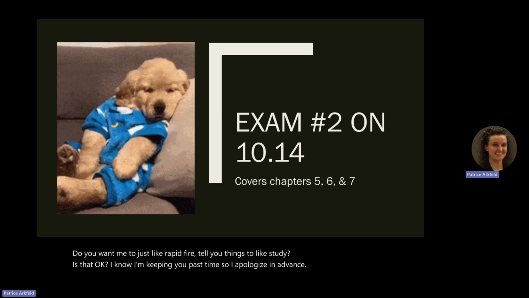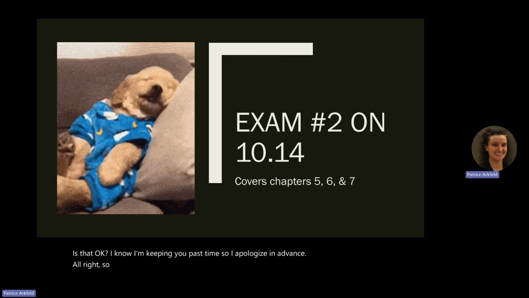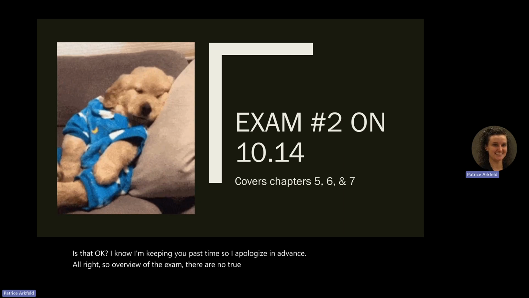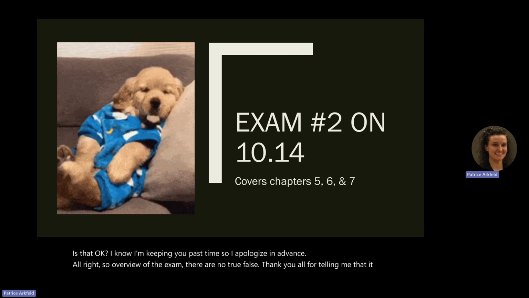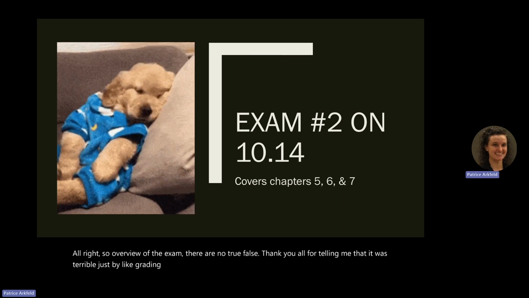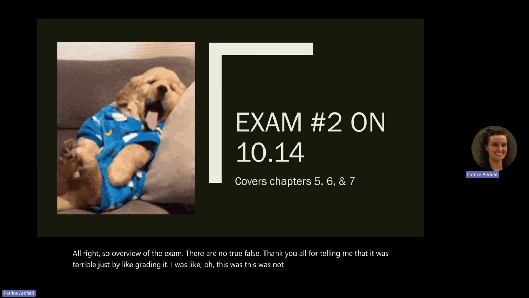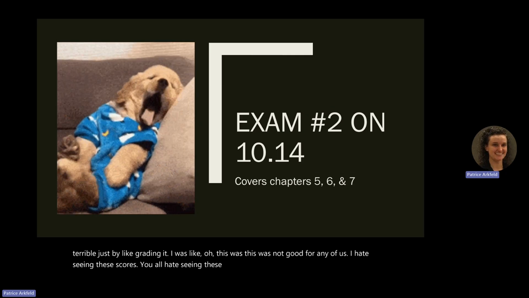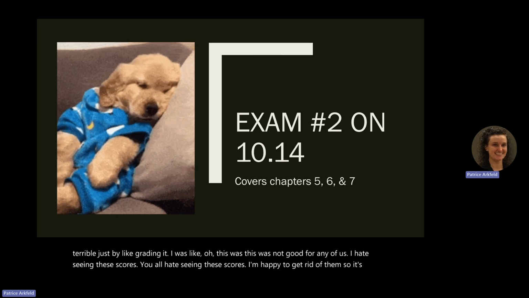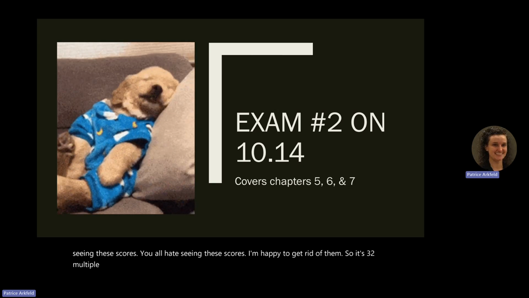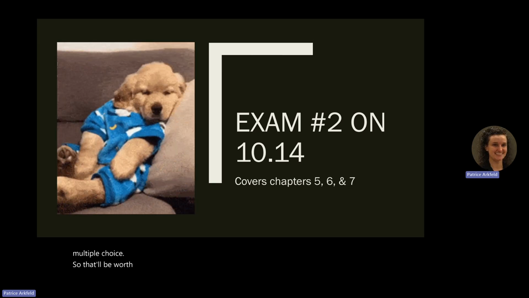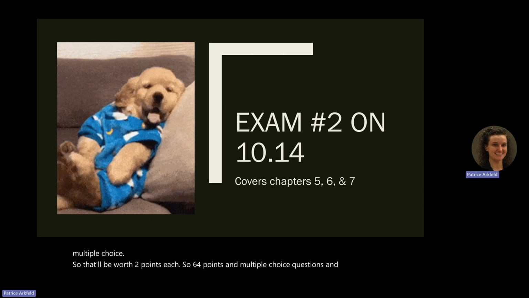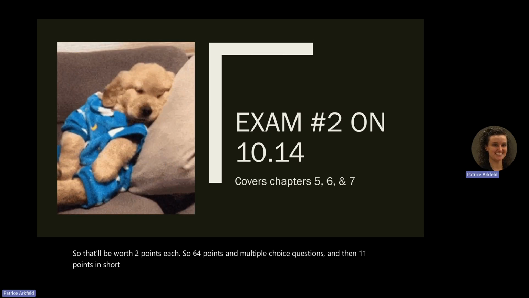All right, so overview of the exam. There are no true false. Thank you all for telling me that it was terrible. Just by grading it, I was like, oh, this was not good for any of us. I hate seeing these scores. You all hate seeing these scores, so I'm happy to get rid of them. So it's 32 multiple choice. That'll be worth 2 points each. So it's 64 points in multiple choice questions, and then 11 points in short answer questions.